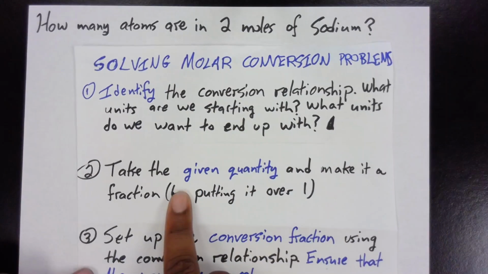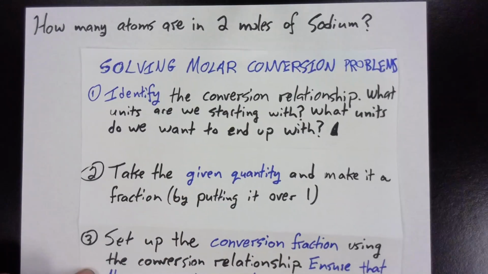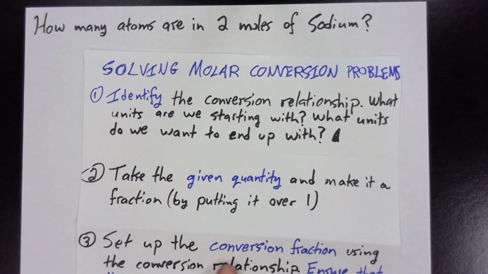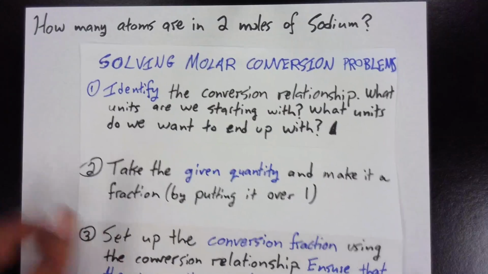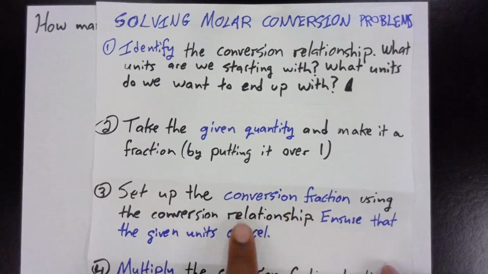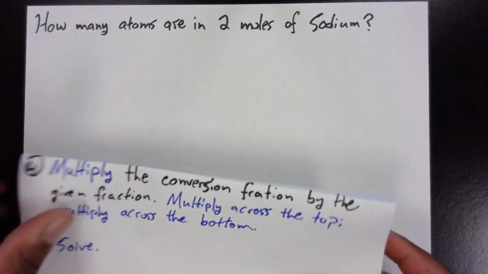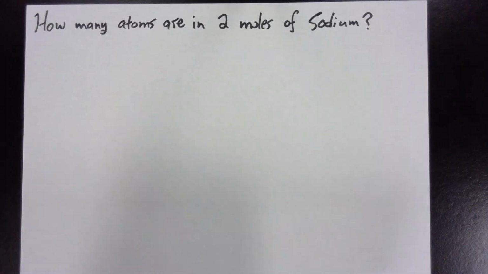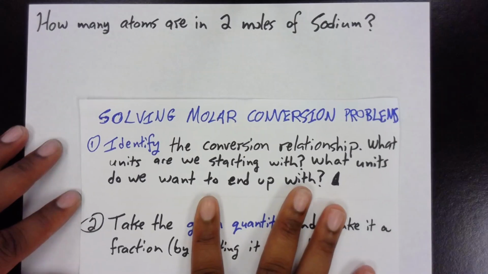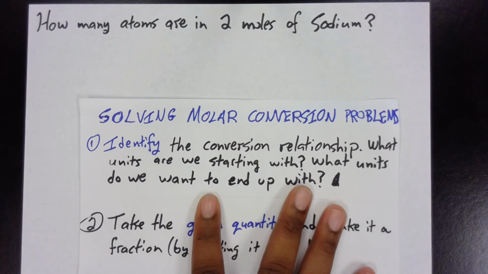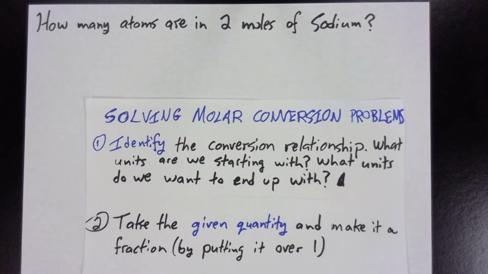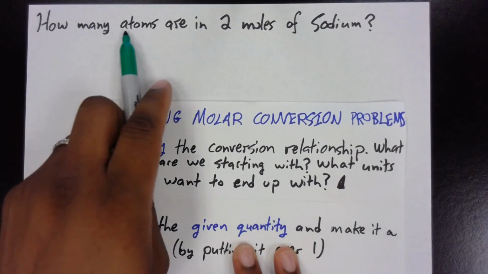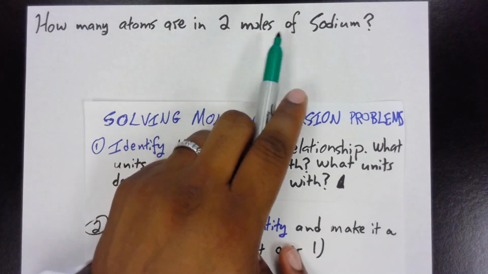Then we're going to set up the problem, taking a given quantity, making it a fraction. Then we're going to set up the conversion fraction and use that to actually do the conversion. And then finally, we are going to just do some math and multiply it out and then solve. Very simple. So first, step 1, identifying the conversion relationship. So how many atoms are in 2 moles of sodium?